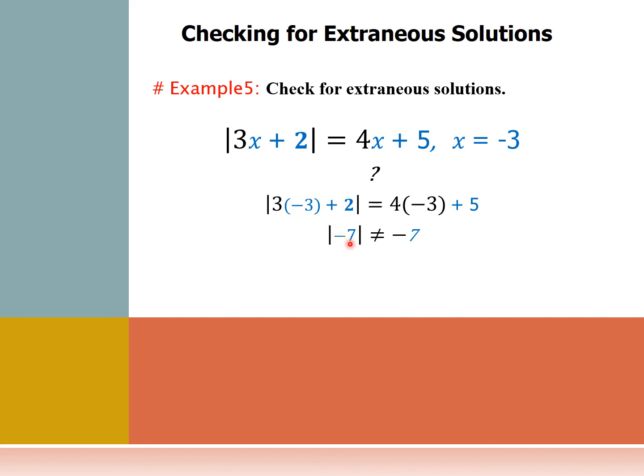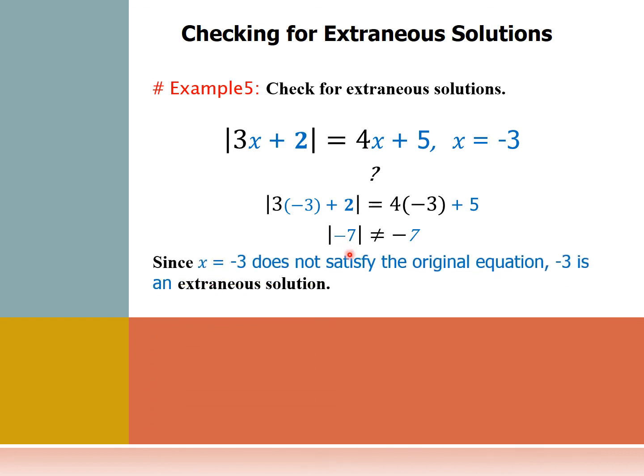So is the absolute value of minus 7 equal to minus 7? No, impossible, because the absolute value of minus 7 is equal to 7. So it's impossible for it to be equal to minus 7. And so in this case we call x is equal to minus 3 an extraneous solution, one that doesn't satisfy the original equation. So negative 3 is an extraneous solution.